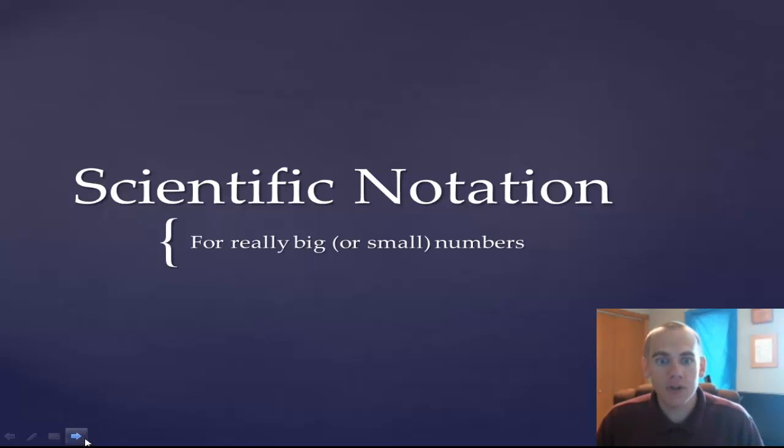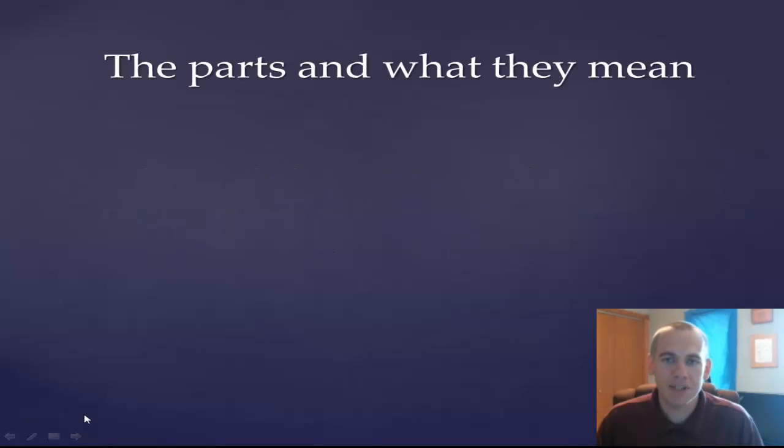Or Avogadro's number, for those of you who have taken chemistry, you know that's the number of atoms in a mole, 6.022 times 10 to the 23rd. It's a number so big we don't really have a name for it, and nobody wants to say all those zeros, so we say times 10 to the 23rd.